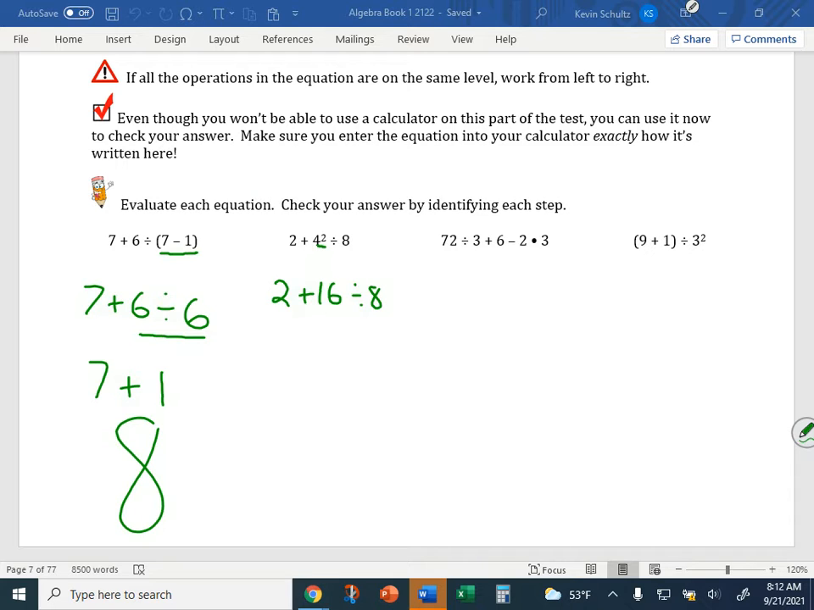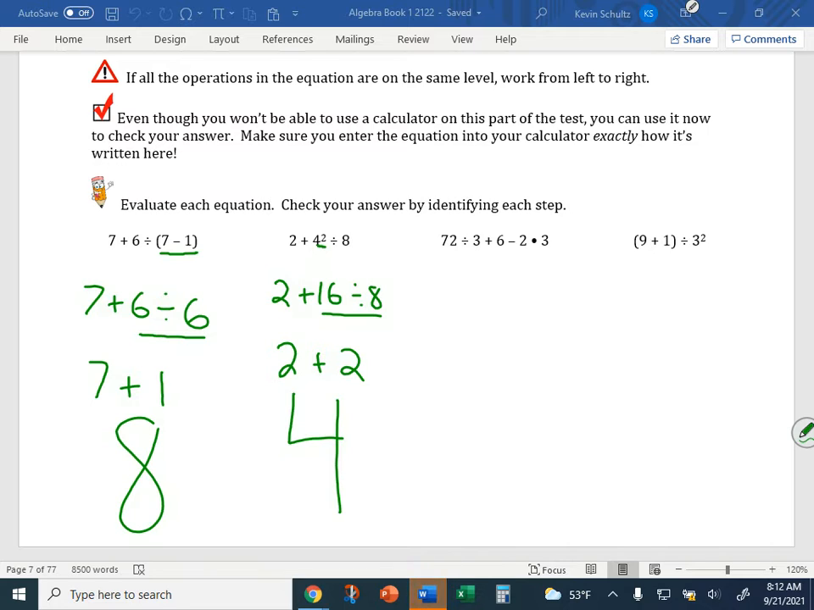What comes next? Yeah. 16 divided by 8, so I'm underlining that. My next line, I'm rewriting it. 16 divided by 8 is 2. And now that I'm at my last one, 2 plus 2, I can write my answer really big. That's 4.